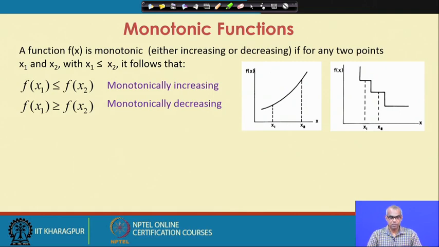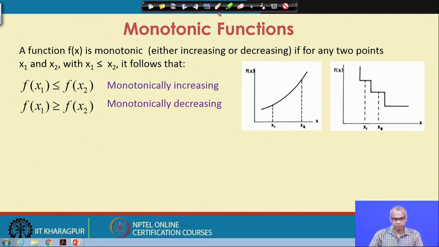So, let us first introduce another definition known as monotonic functions. A function f x is monotonic, that means it either increases or decreases continuously. So, increasing function or decreasing function, if for any 2 points x 1 and x 2 with x 1 less or equal to x 2, it follows that f of x 1 is less or equal to f of x 2, then it is monotonically increasing.